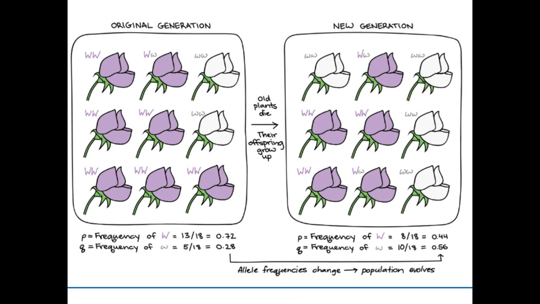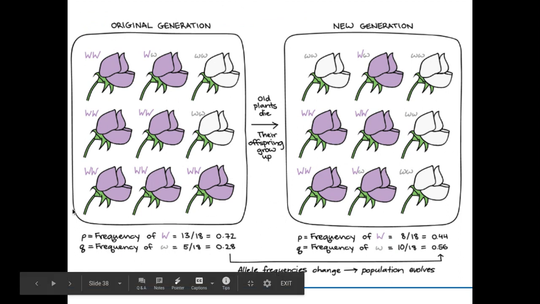The allele frequencies, when they change, that indicates the population is evolving. So maybe we have one original generation here, and we've got 0.72 or 72% P and 28% Q. But after many years, we take it again and we see 0.44, so 44% P and 56% Q. We might see a little bit of a difference.